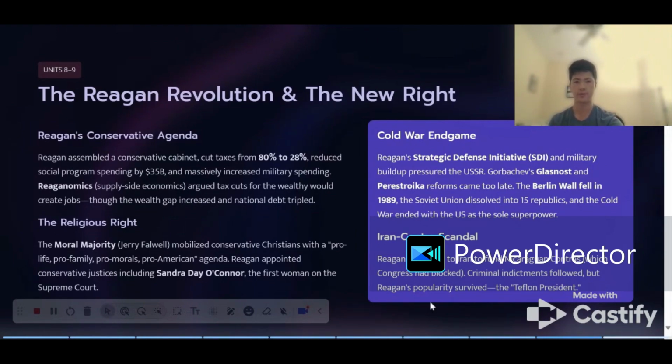We also get the birth of the religious right. That's kind of a response to the last period. We got objections to conformity, the civil rights movement, and the young generation revolting. The religious right is more about the moral majority, emphasizing conservative Christianity with a pro-life, pro-family, pro-morals, and pro-American agenda. However, Reagan is still a little bit different because we have the first female justice of the Supreme Court, Sandra Day O'Connor. You don't need to know too much about what I have on the right here. Just know Reagan bumped up military spending, which ultimately led to the end of the Cold War.